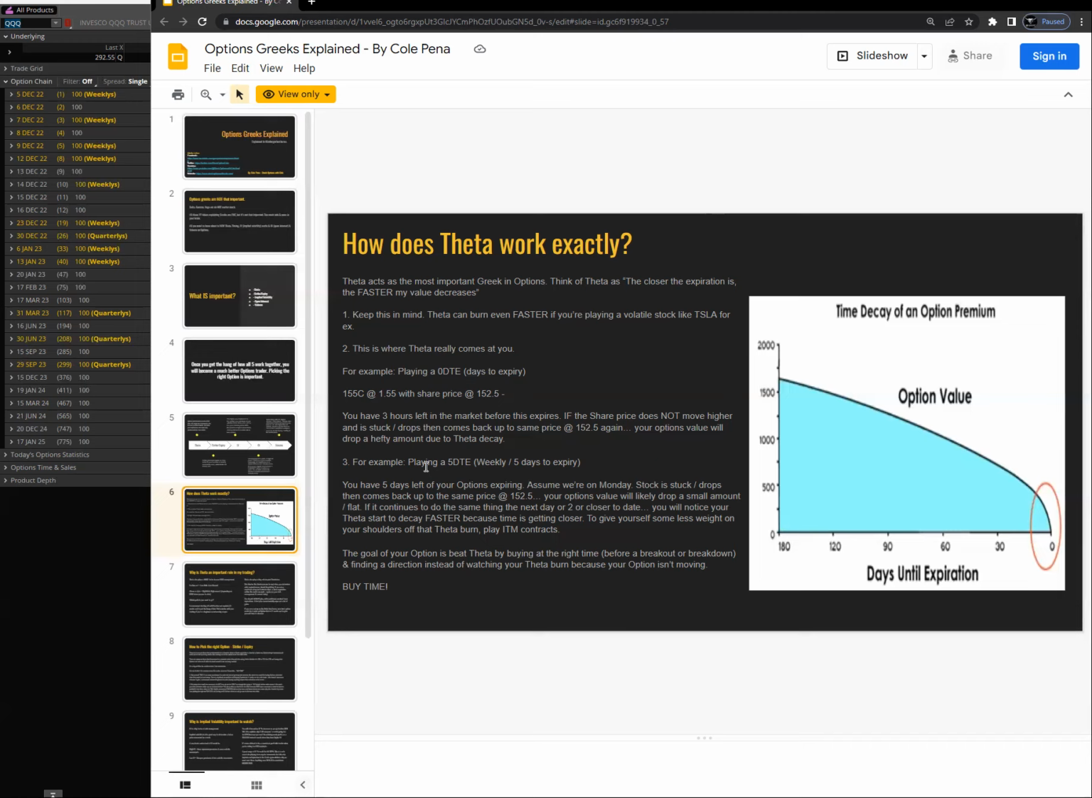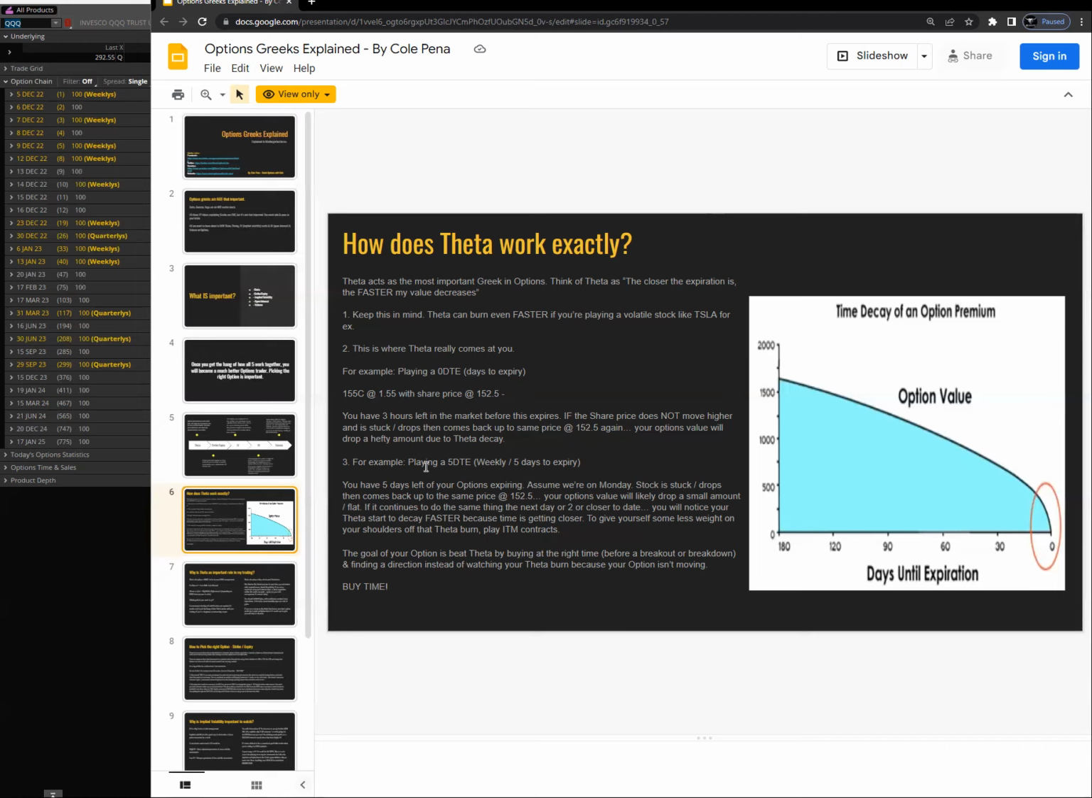So to give yourself less weight on your shoulders from that theta burn, play some in the money contracts. In the money is very important to know as well. We will get into that soon. The goal of your option is to beat theta by buying at the right time before a breakout or a breakdown and finding a direction, instead of watching your theta burn because your option isn't moving. Make sure you buy time. Make sure you buy a good amount of time. It can be 5 days to expiration. It really depends on your setup as well.